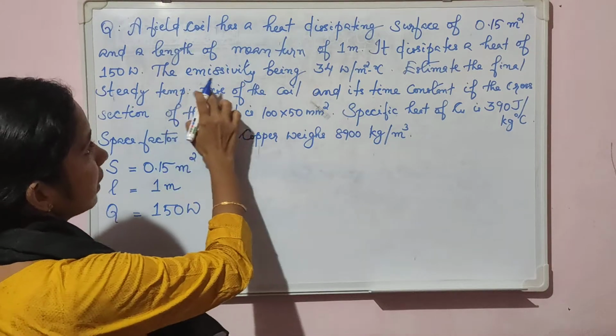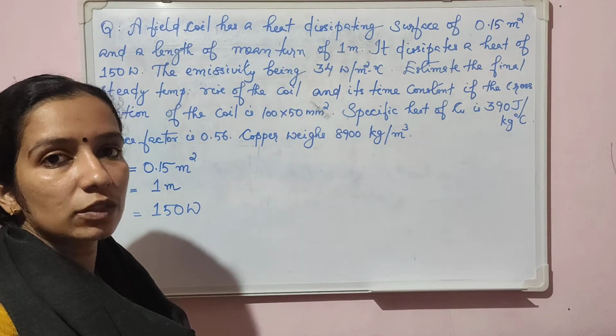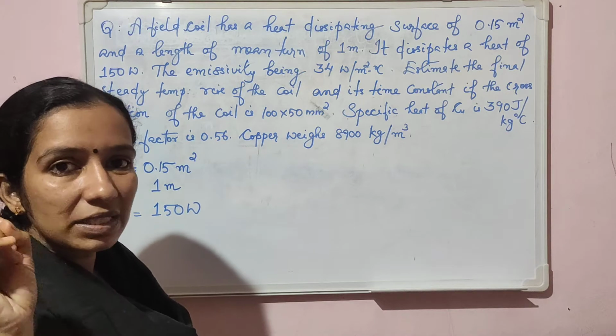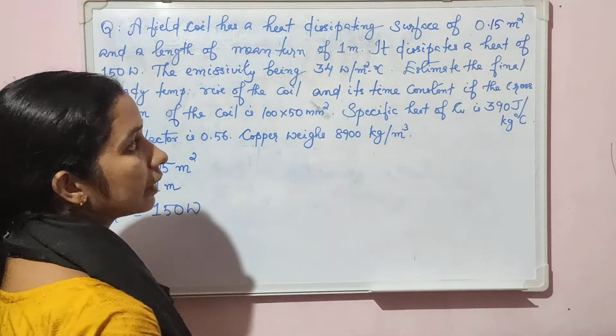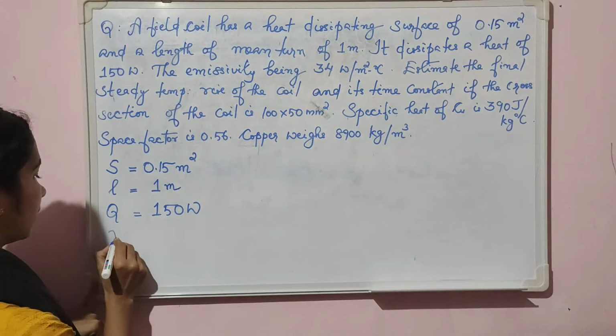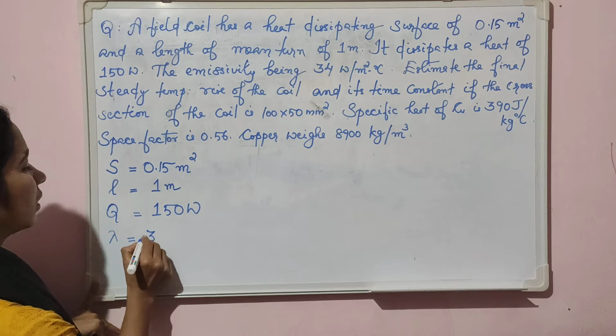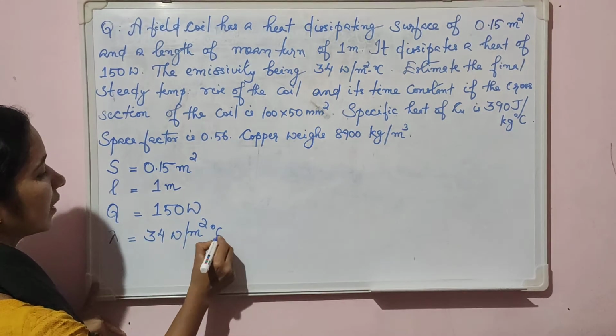Now the emissivity being 34 watt per meter square degree Celsius. What is emissivity? Same as heat dissipation, emission, emissivity. So it is 34 watt per meter square degree Celsius. That is lambda. Lambda is equal to 34 watt per meter square degree Celsius.